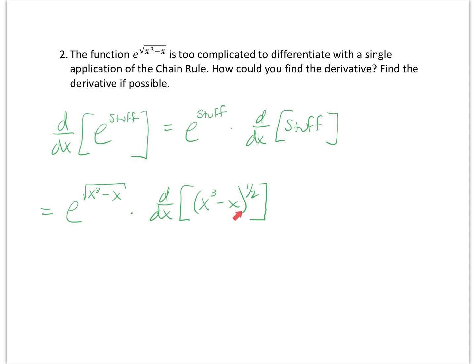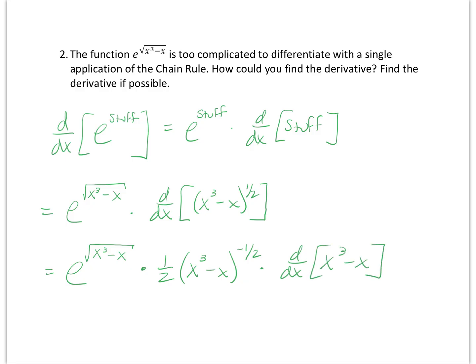This is the derivative of the stuff. But this derivative involves the chain rule. This is another composition. I have some stuff to the 1/2 power. So I'm going to apply the power rule to the stuff, right? But then I'm going to multiply by the derivative of the stuff. So here I'm just copying the part of the problem that's done, e to the square root of x cubed minus x times, now I'm working on this derivative. Bring the 1/2 down, copy the stuff, reduce the exponent by 1, then multiply by the derivative of the stuff.